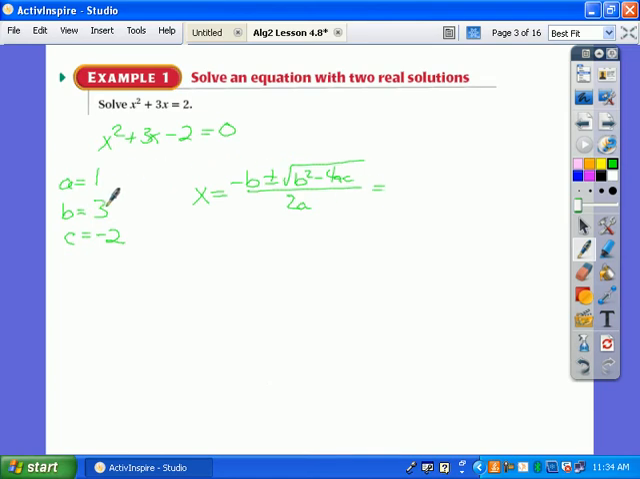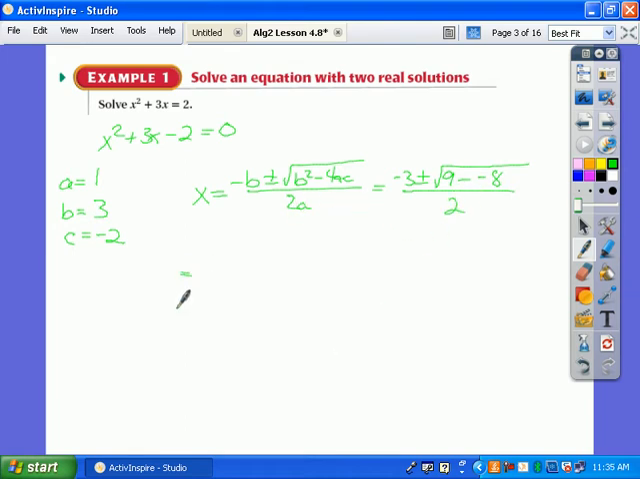So in this case, negative b, so it'll be negative 3, plus or minus 3 squared, which is 9, minus 4 times a, which is 1, times c, which is negative 2, which is minus negative 8. This is what I was referring to when I said you've got to be careful of your signs. It was 9 minus 4 times a times c, which happens to be negative 8. So obviously we're going to be adding these in a moment. And then this is all over 2a, so this is just all over 2.